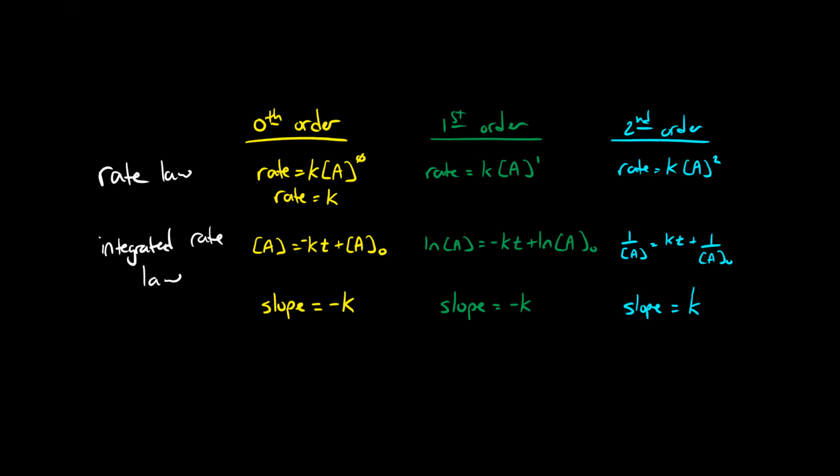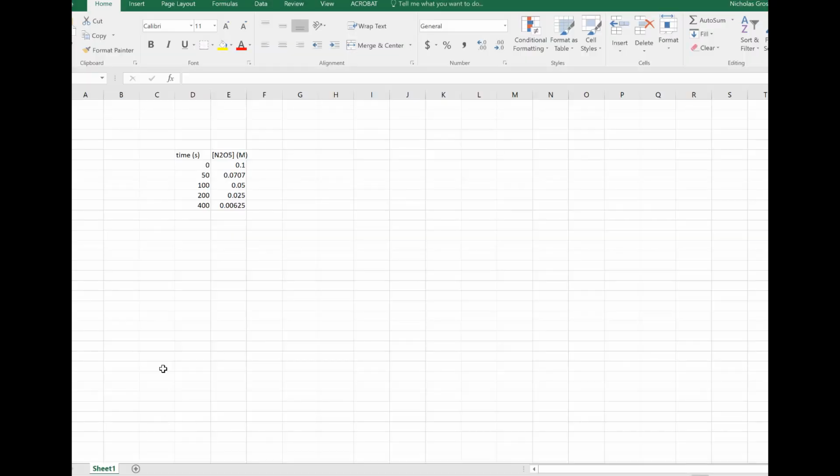So what we're going to do in this video is take some experimental data and use these equations to figure out if a reaction is 0th order, 1st order, or 2nd order, and then also determine the rate constant. So I'm going to switch over to Excel here, and then once we're done with Excel, I'll also show you how to do this in Google Sheets. At least the graphing part of it, because it's a little bit different.